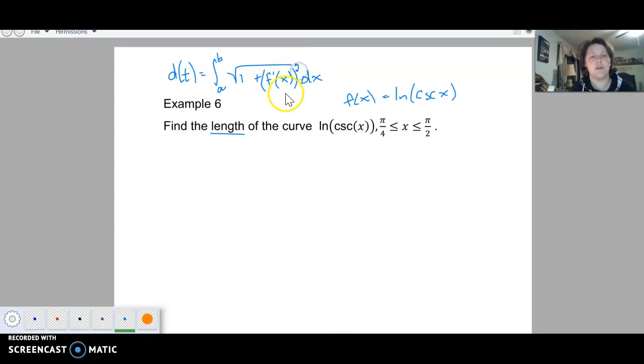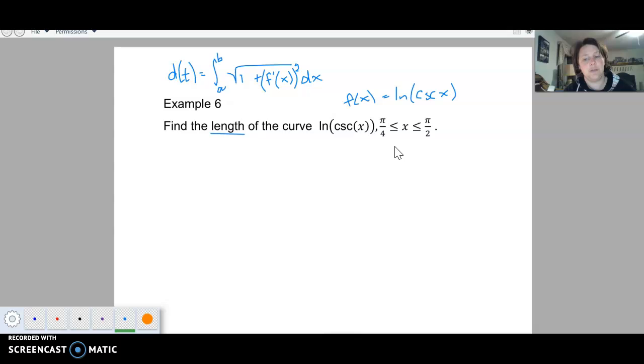Oh, where'd my square go? And then you square it. And then you actually end up with 1 plus cotangent squared, which is part of our Pythagorean identities. So go to your Pythagorean identities and look up what 1 plus cotangent squared equals. And then you'll have the square root of something squared, so your square root will cancel out. And then look up what the integral of what's left over is. And then plug in your pi over 4 to pi over 2 and evaluate it from there.